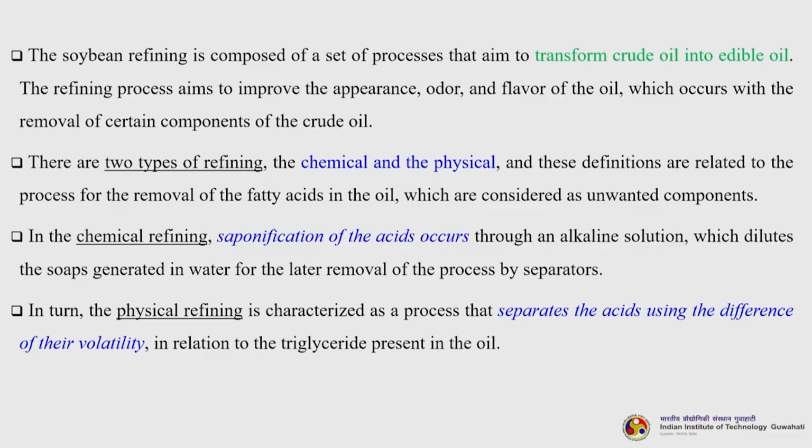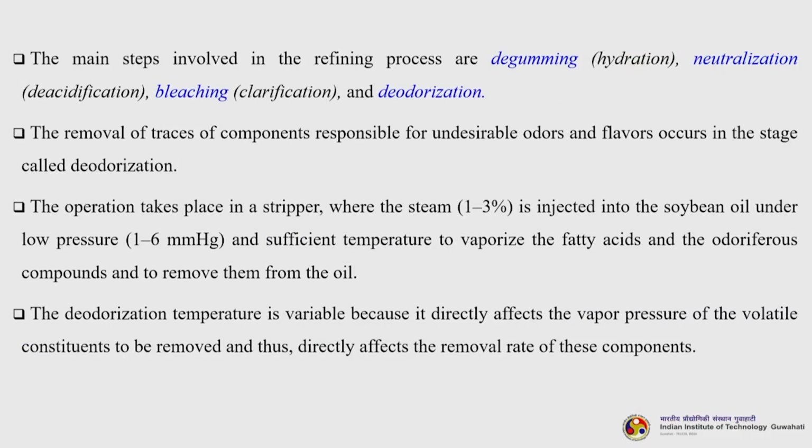In turn, physical refining is characterized as a process that separates the acids using the difference of their volatility in relation to the triglycerides present in the oil. The main steps involved in the refining process are degumming, which is actually hydration, then neutralization, which is a deacidification step, bleaching, which is a clarification process, and then deodorization. The removal of traces of components responsible for undesirable odors and flavors occurs in the stage called deodorization.